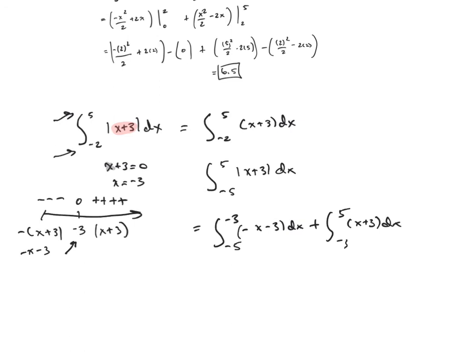Always look at where the inside's equal to 0. Think about when is it going to be positive, when is it going to be negative. Anytime that value is going to be positive, you use the original function without the absolute values. Anytime it's going to be negative, you would have to use the opposite of the function.